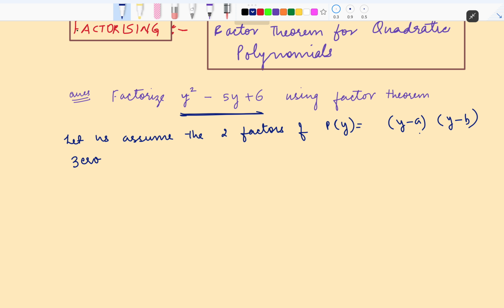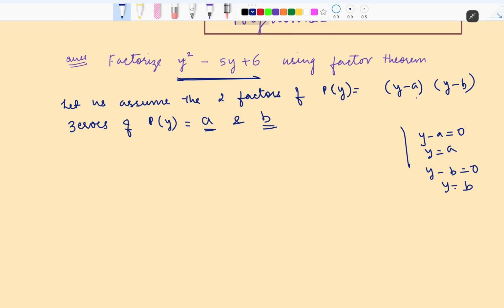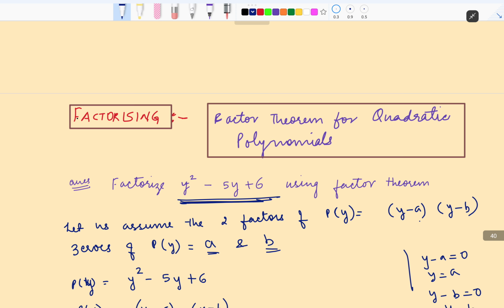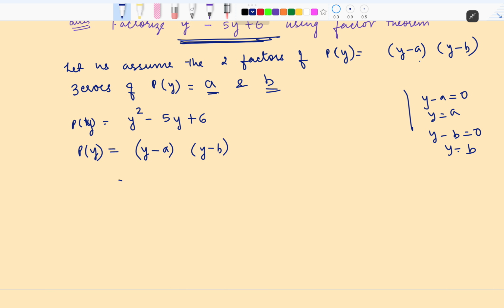So zeros of p of y will become, पहला है y minus a, y minus a is equal to 0, so y will be a, तो 1 zero is a, and y minus b is equal to 0, so y is b and another zero will be b. ये दोनों मेरे zeros हो गए. ठीक है, अब देखो इस polynomial को I can write it as p of y is y square minus 5y plus 6, but I can also write it as p of y as y minus a times y minus b, क्योंकि factors we represent this way, right? So I can write it like this. Now when I open the brackets मुझे क्या मिलेगा?